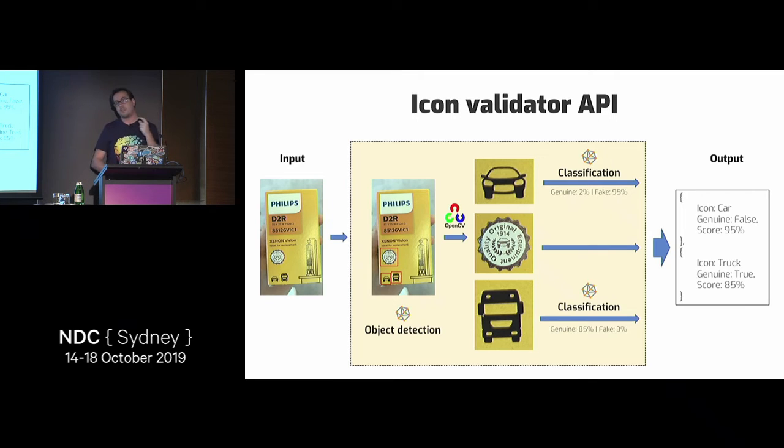We can also detect only icons, like this hologram thing. So we only look for the presence of that. We don't validate if it is fake or genuine, because with the reflections on these shiny things, it is really hard to train a good classifier.